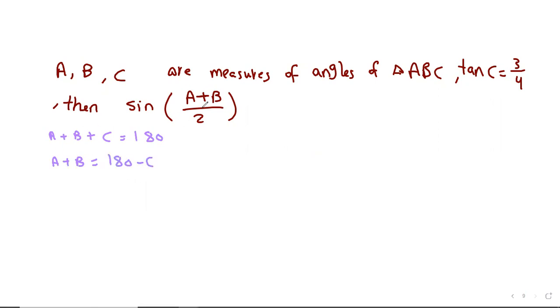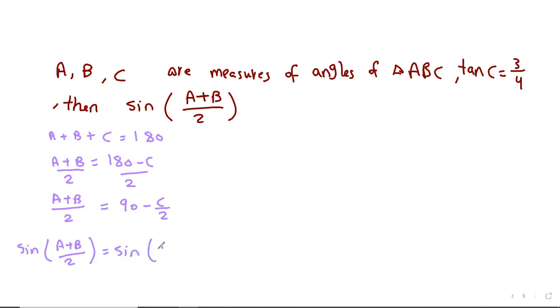If we look at this angle here, we need to find A plus B over 2. So divide by 2 both sides. So the angle A plus B over 2 is equal to 180 divided by 2, it's 90, minus C over 2. I want to get sine of A plus B over 2. So it will be the same as sine of 90 minus C over 2.